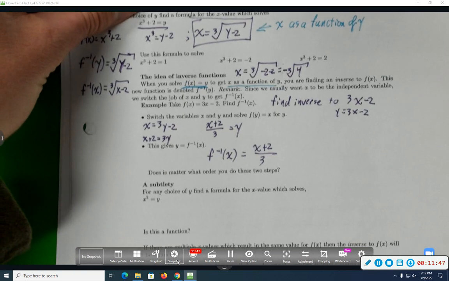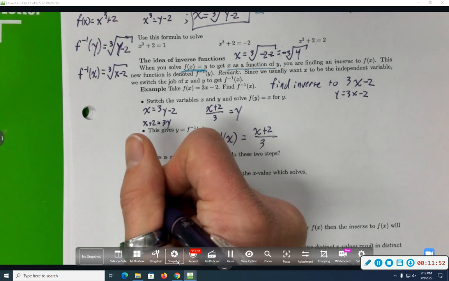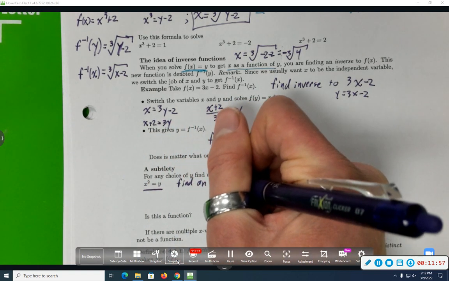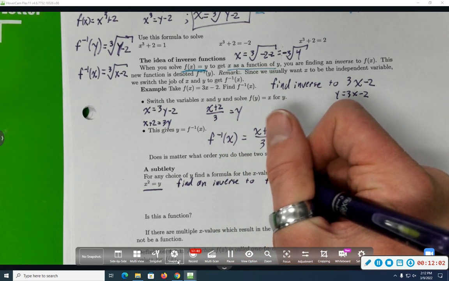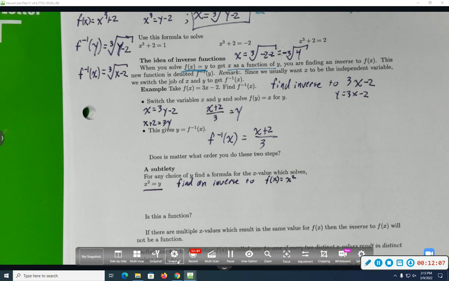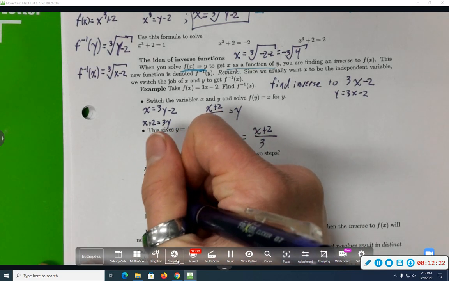So let's see a subtlety in the idea of inverse functions. Let's try to invert this function. Let's try to find an inverse to f of x equals x squared. Nice. So that means that I should switch the x's and y's and then try to solve for y. So doing that, switch the x's and y's. I get y squared equals x.